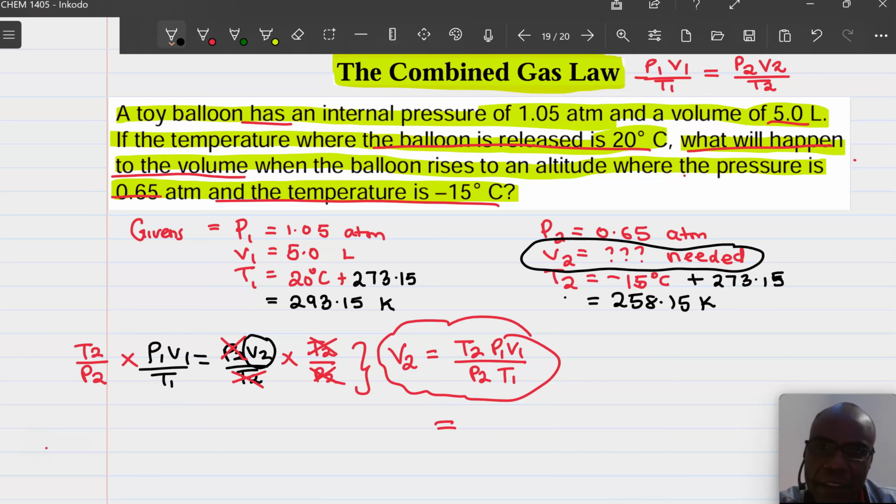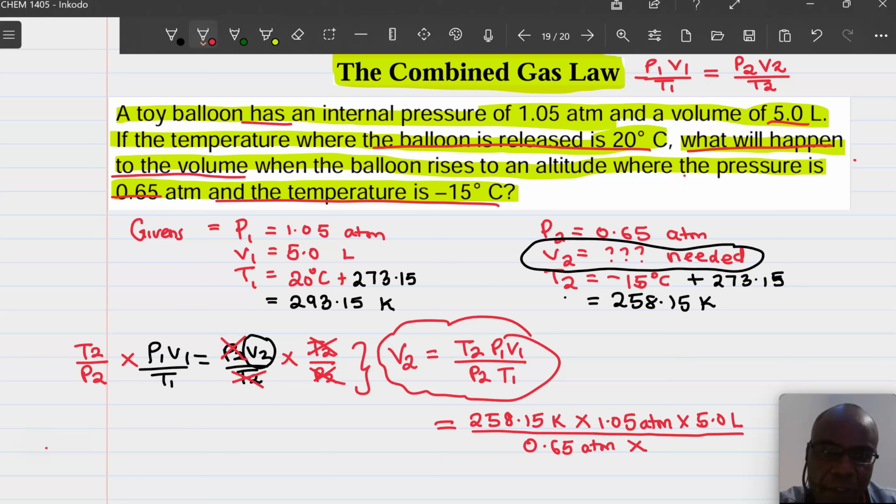My numbers here are: T2 converted to Kelvin is 258.15. If you don't convert to Kelvin, your answer is going to be so wrong. P1 is 1.05 atm, and V1 is 5 liters, the initial volume. Then we are dividing by P2, which is 0.65 atm. Our T1 in Kelvin is 293.15. If you do not convert it to Kelvin, you get it wrong.